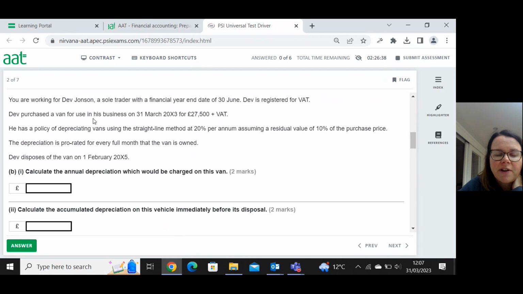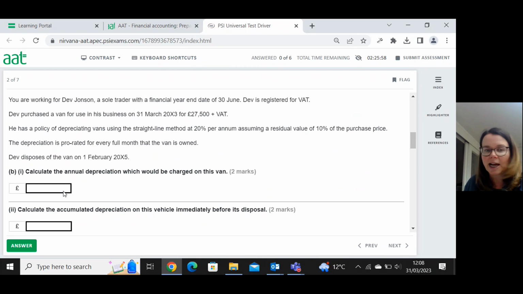So Dev purchased a van for use in his business on the 31st of March X3 for $27,500 plus VAT. As we've said, we don't need to worry about the VAT because that will be reclaimed. He has a policy of depreciating vans using the straight line method at 20% per annum, assuming a residual value of 10% of the purchase price. Depreciation is prorated for every full month that the van is owned. So that just means we've got to do it on a month-by-month basis. And then he disposes of the van on the 1st of February X5.